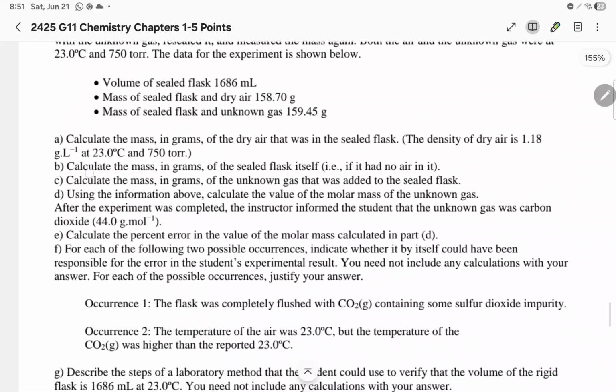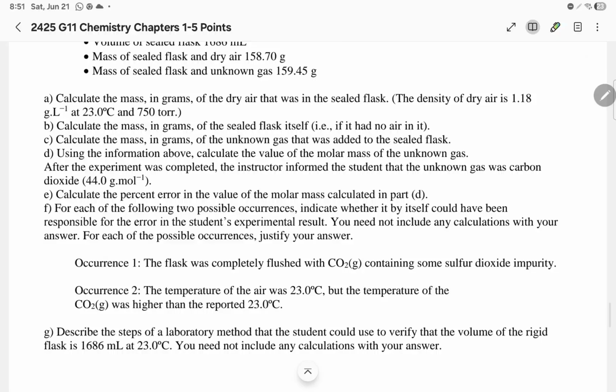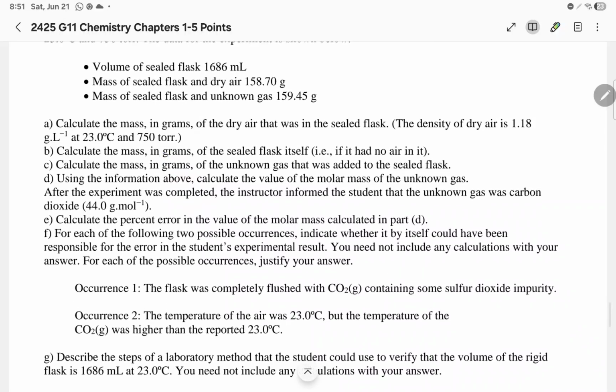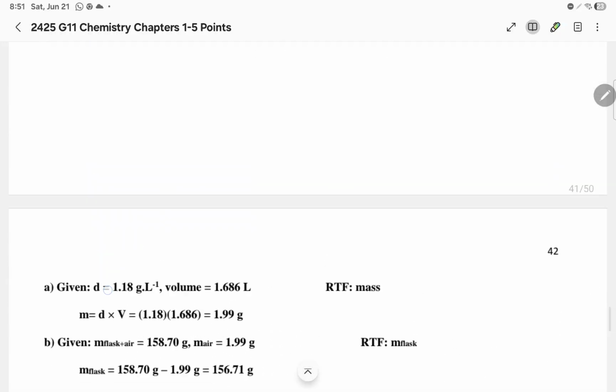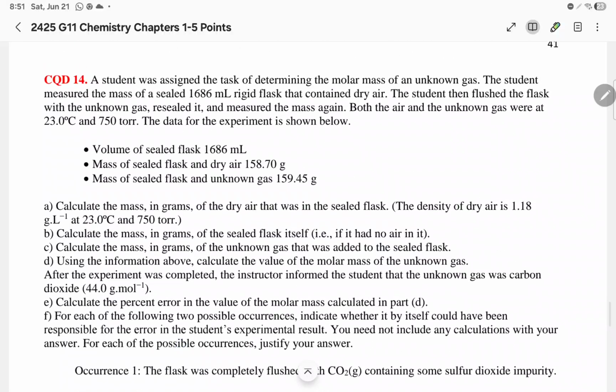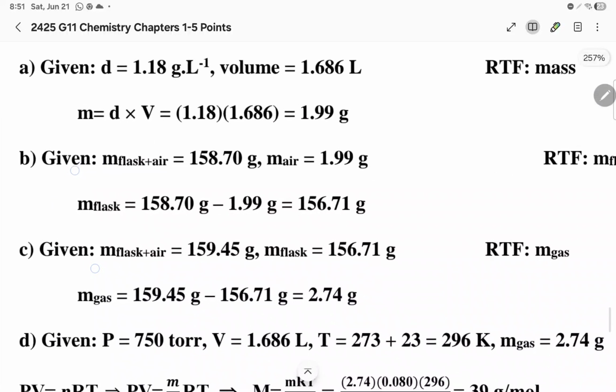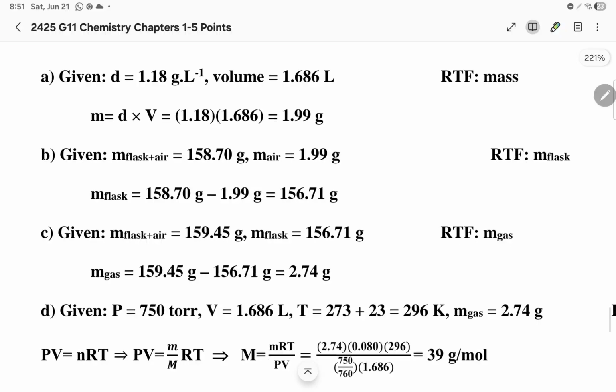Let's read part B. Calculate the mass in grams of the sealed flask itself. So you just do the mass of the sealed flask with the dry air minus the mass of the dry air. Oh yeah, you just find it. They gave us the mass of the flask with the air, and we have the mass of the air itself.